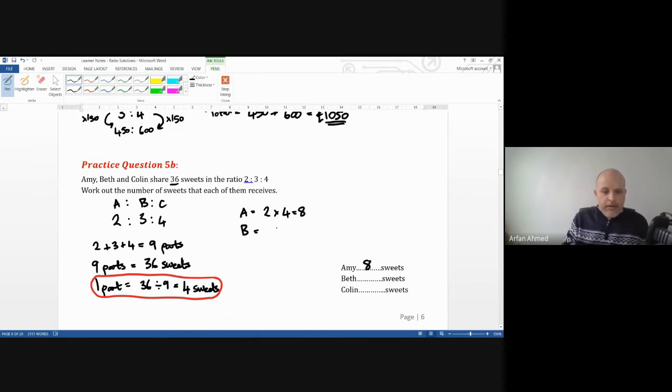Beth had 3 parts, 3 times 4, which gives you 12. And Colin had 4 parts, 4 times 4, which is 16. If you add these up, you should get 36, to check that you've done it right. 8 plus 12 plus 16 gives 36, and we do. It's a good way of checking whether you've done it right.